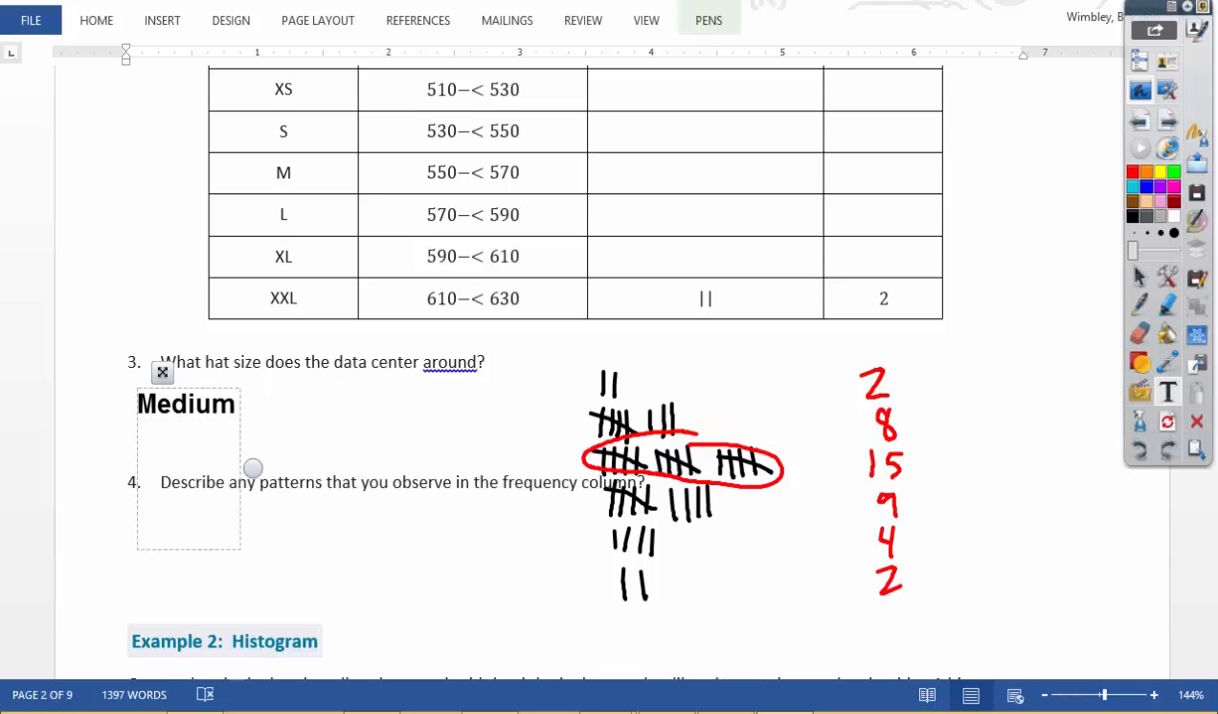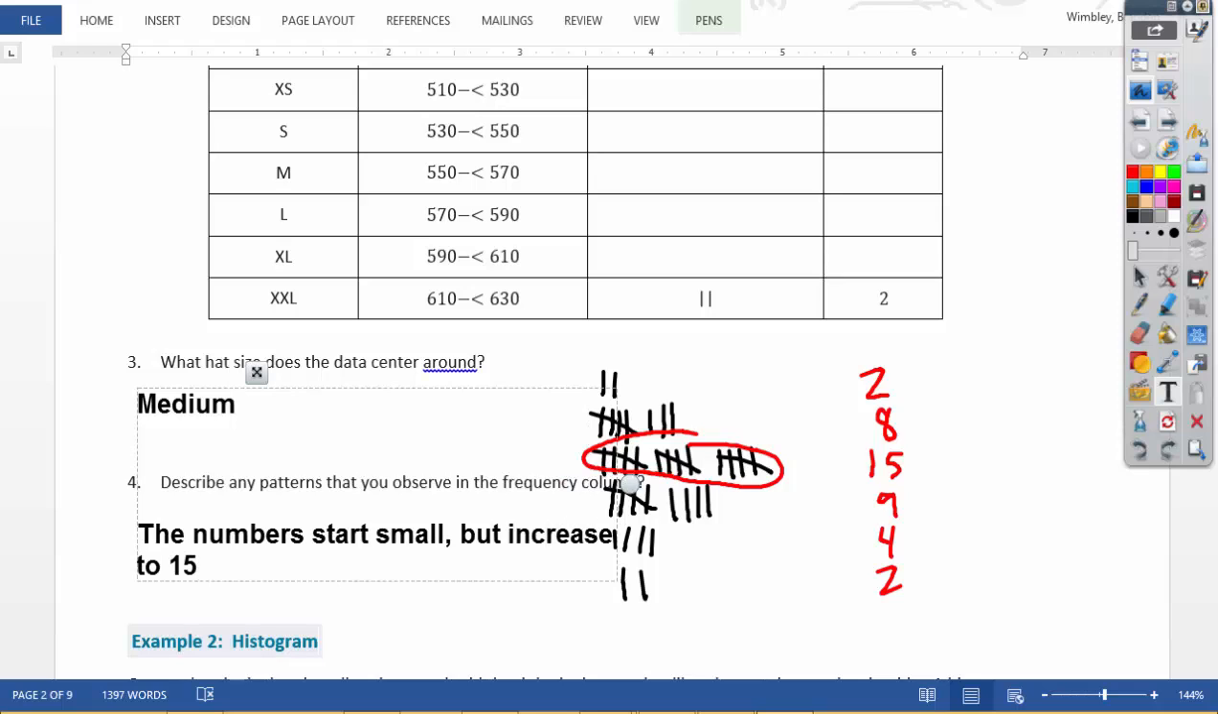Now let's look at this next one down here. Describe any patterns that you observe in the frequency column. Well, it's asking for us to describe our data. I see that it starts off small, gets larger, and goes back down. So that's really the only pattern I see. The numbers start small, but increase to 15, and then go back down.